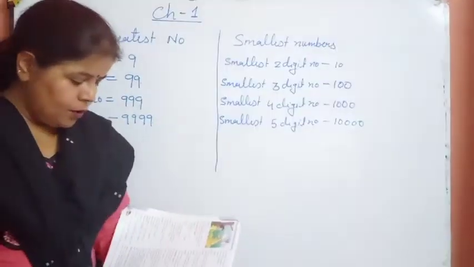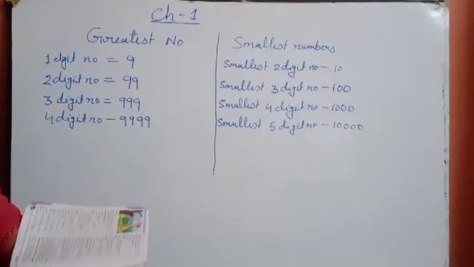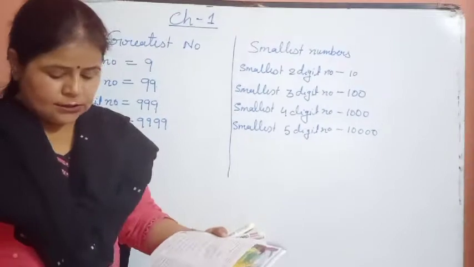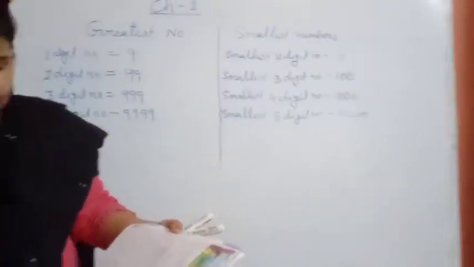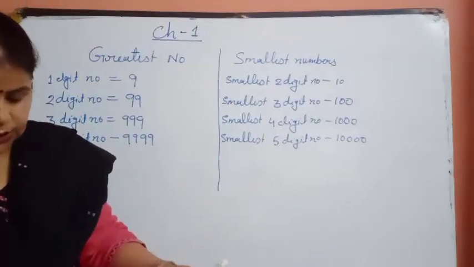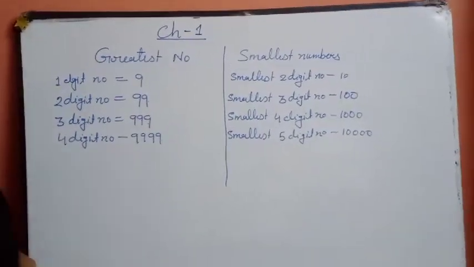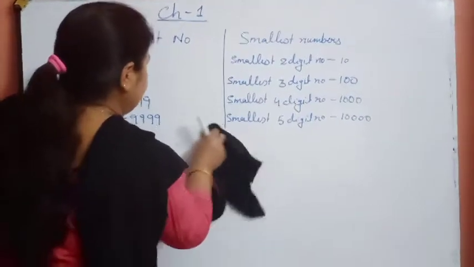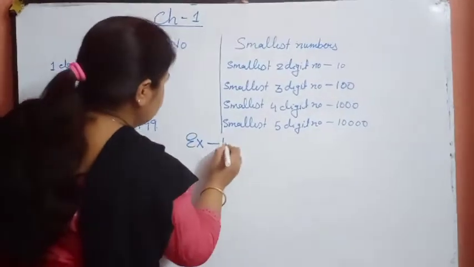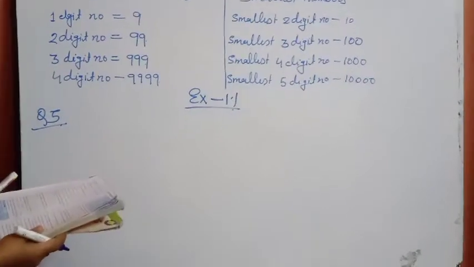Till question number 4 from exercise 1.1 we have done previously. Now we are going to start today from question number 5. See that, make the greatest and smallest three-digit numbers using any three digits with conditions as given below. You have been given conditions. Just see that, exercise 1.1 question number 5.